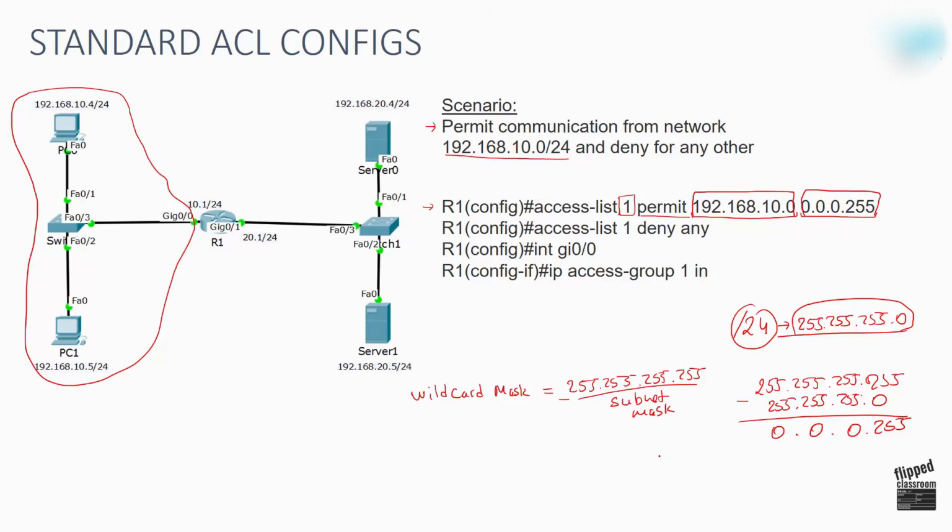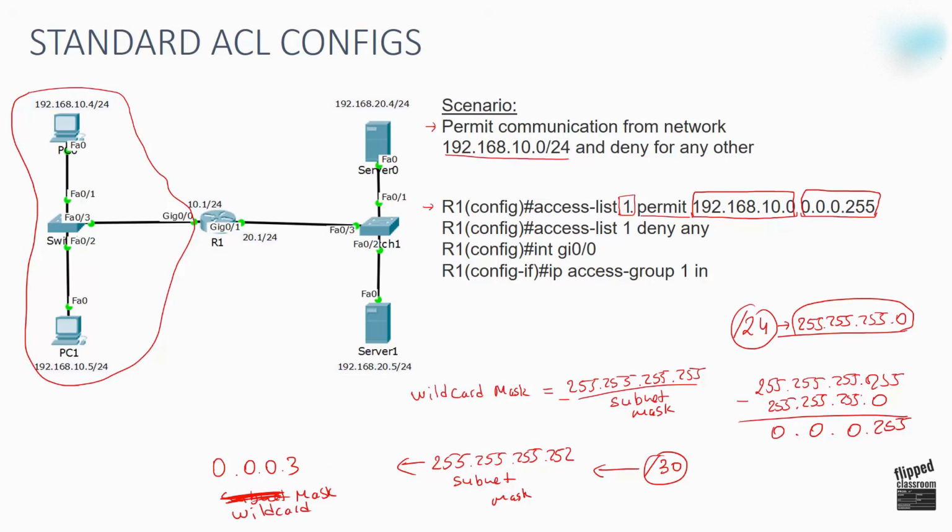So if our prefix is, for example, 30, what will our wildcard mask be? The subnet mask of prefix 30 is 255.255.255.252, so this is our subnet mask, and our wildcard mask, doing the same calculation, will be 0.0.0.3. Oh, sorry, this is going to be the wildcard mask.